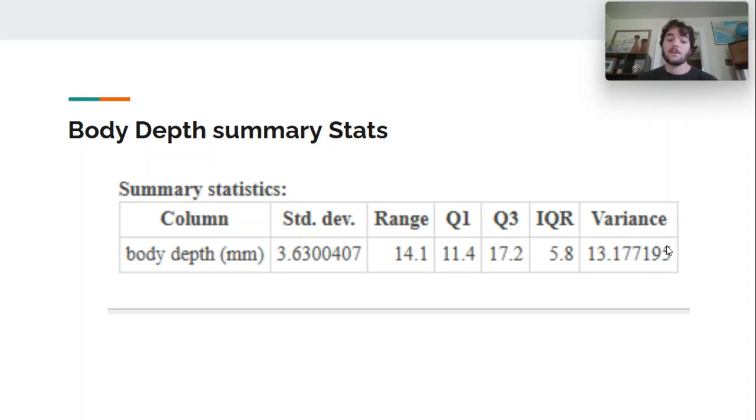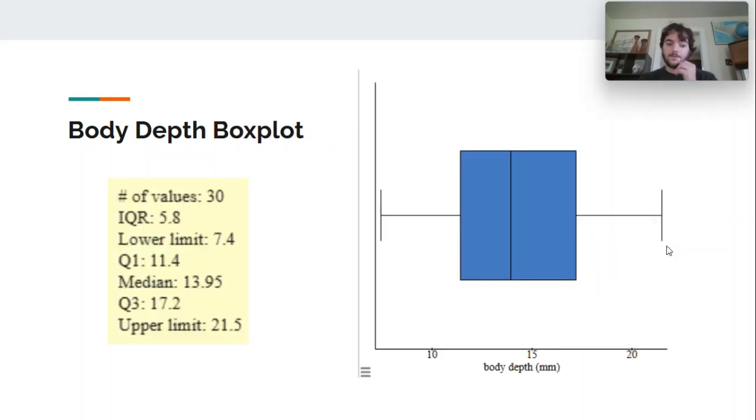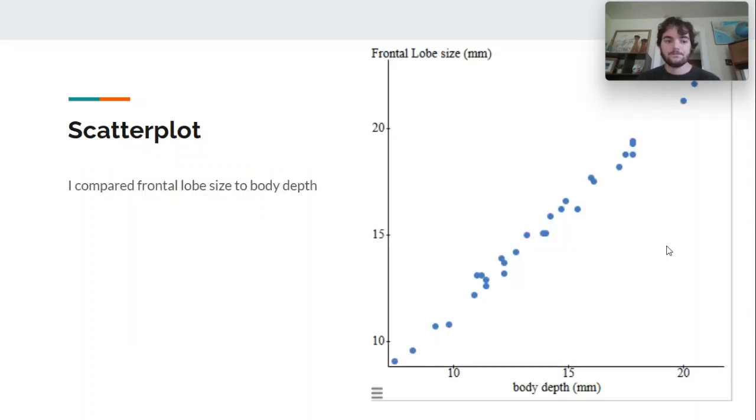Body depth summary stats. So standard deviation of 3.63, range of 14.1, Q1 of 11.4, Q3 of 17.2, IQR of 5.8, and a variance of 13.17. Here's my box plot, IQR 5.8, lower limit 7.4, Q1 of 11.4, median of 13.95, Q3 of 17.2, upper limit of 21.5 millimeters.